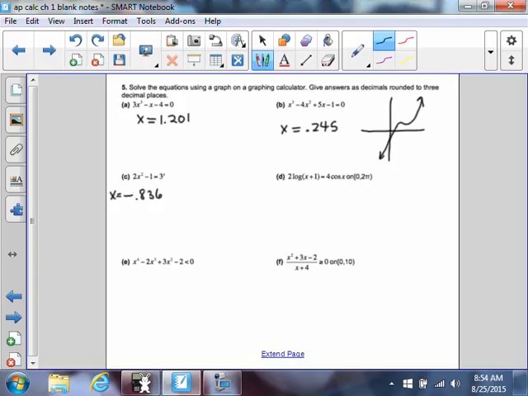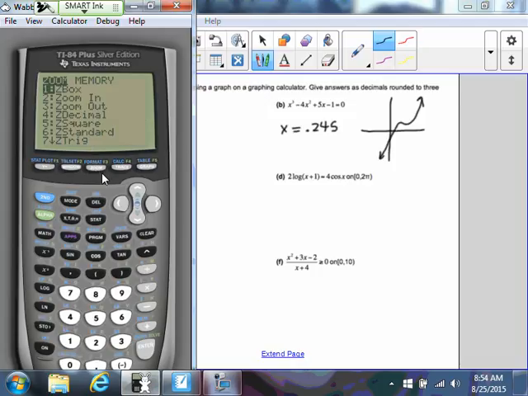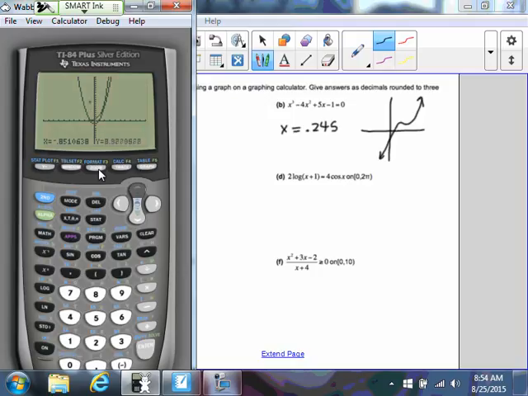Okay, but we're not really sure if there's another point. Based on our graph, we can't really tell. So my favorite option for zoom, if I have a particular x value that I'm trying to find with an intersection point, is zoom box. So I don't know if you've ever used this, but it's cool. So you're gonna hit zoom, and it's option 1. And we want to just zoom in on that particular area where we think it's intersecting. So move your cursor up, and I'm gonna move it over a little bit.